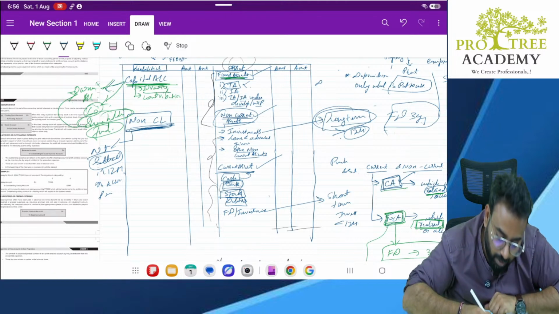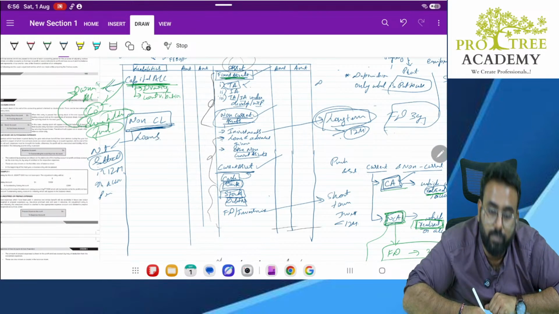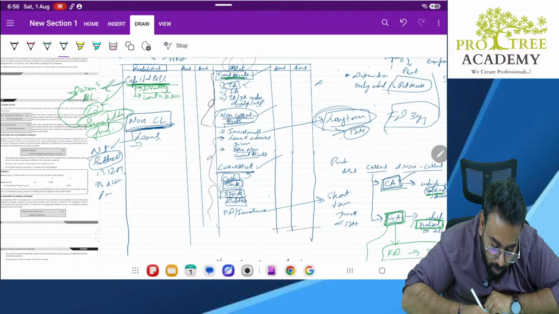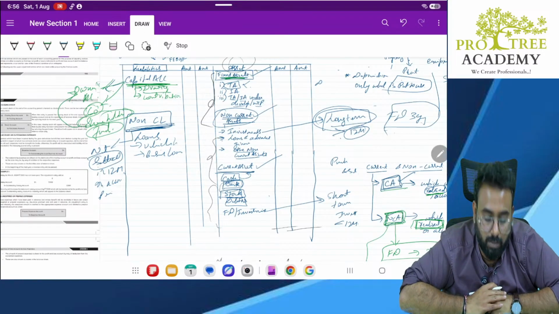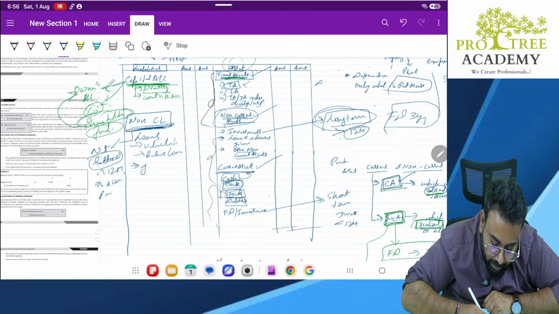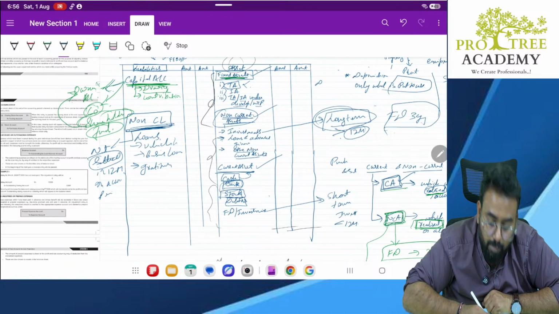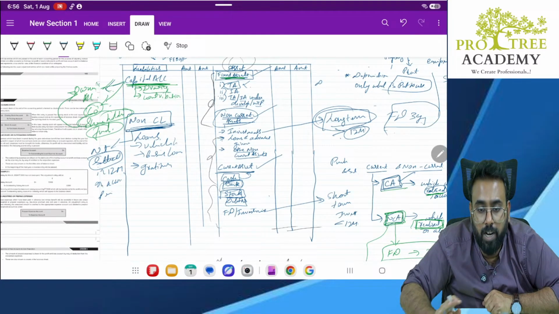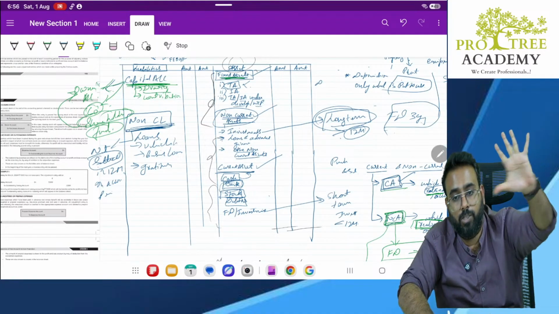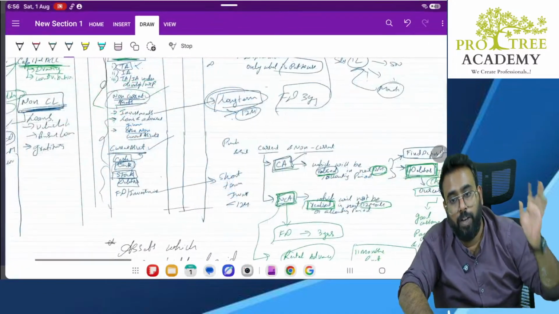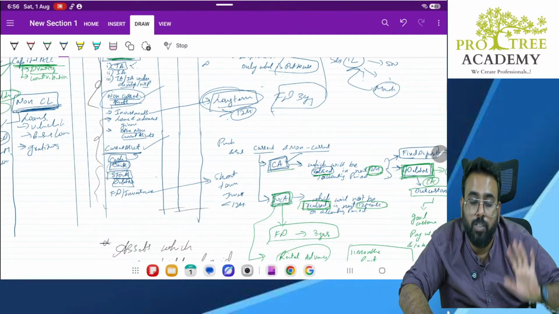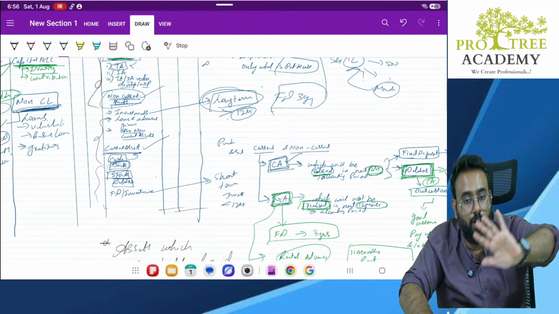So what are the items, sir? Loans, vehicle loan, business loan. Then your gratuity. Sir, why is gratuity coming under non-current liability? Because gratuity is not paid every year. Rather, gratuity is paid after you give 5 years of service. So you need to keep creating the provision for 5 years.